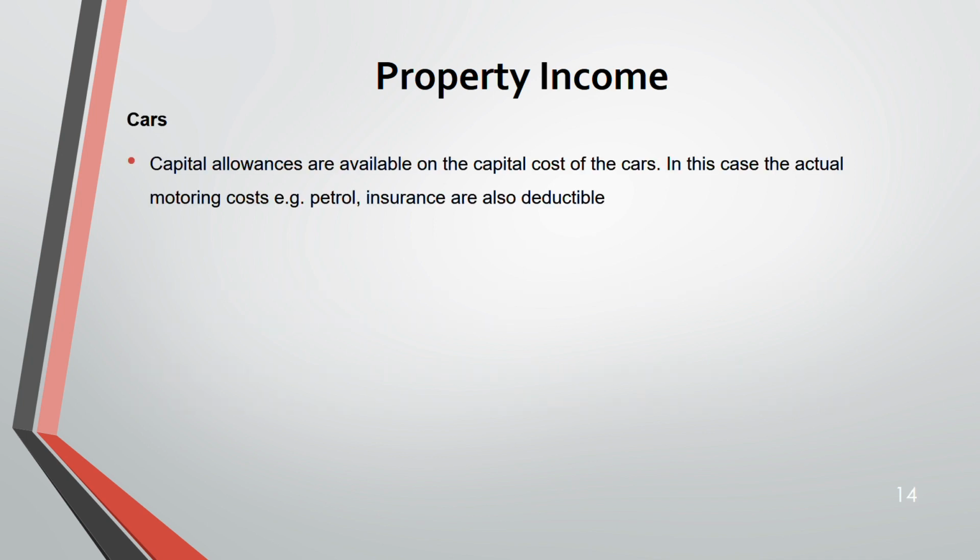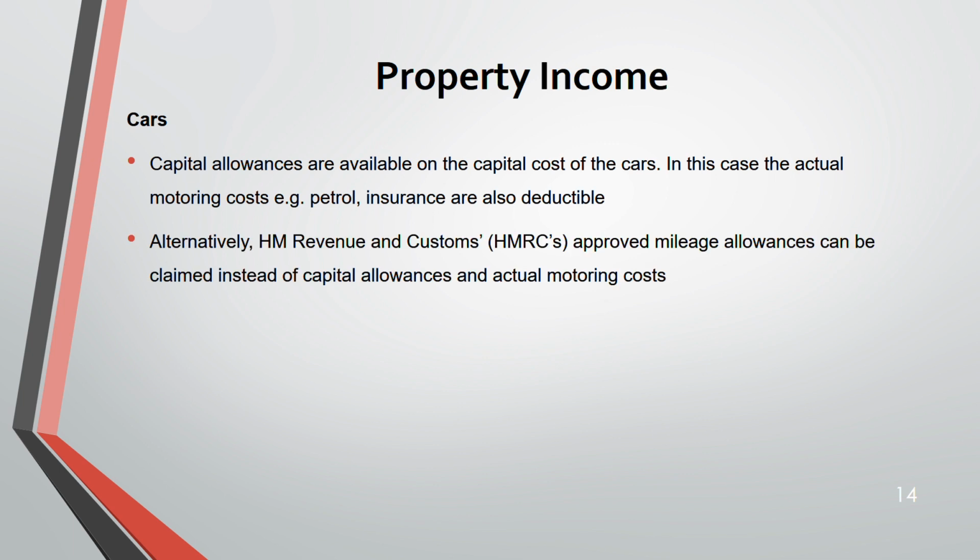Now we are moving to cars. For cars, you can claim capital allowances. This capital allowance will reduce the cost of your capital car. In this case, you can also deduct petrol, insurance and motoring costs. HMRC also has an alternative method: HMRC has approved mileage allowance. You can claim this instead of capital allowances.